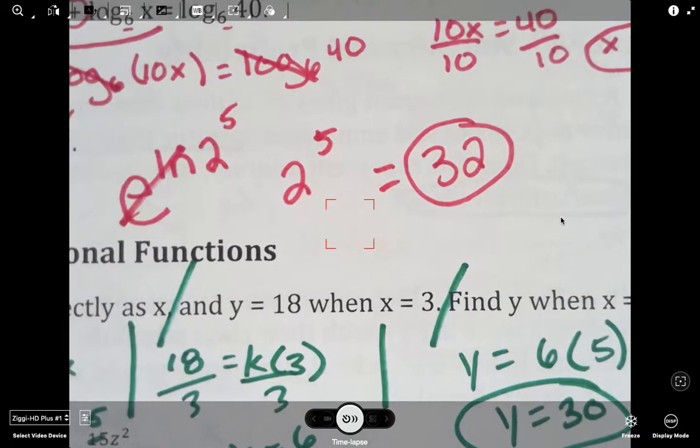There is an E button on your calculator. Did you find it? Yeah? Perfect. Any other questions?